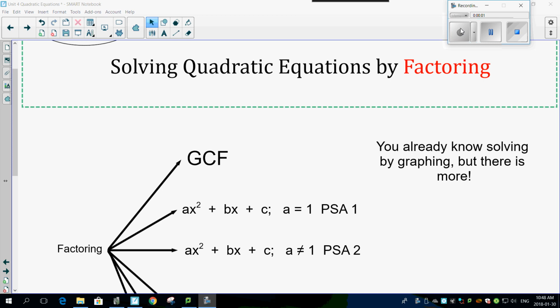So solving by graphing is fun, obviously. Throw it in your calculator, do the old second calc zeros, and everything's fine. But what if the question asks you to show your work? Solve by factoring. Well, let's go back and look at factoring again and see where that's going to take us.